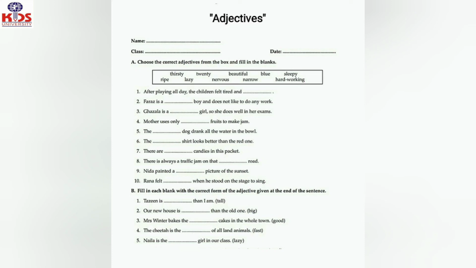Exercise A is choose the correct adjectives from the box and fill in the blanks. You have 10 sentences over here and you have to choose the correct adjective for each of the blanks. Exercise B is fill in each blank with correct form of the adjective given at the end of the sentence. In each sentence you can see there is an adjective in a bracket. You have to write the correct form of these adjectives according to the sentences.